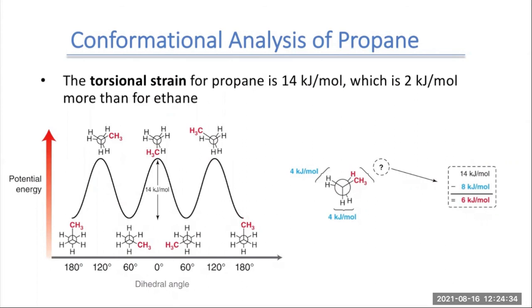And so now if we want to figure out what that interaction costs, we draw our energy diagram again. So we have our dihedral angles versus potential energy. First, we started staggered and then eclipsed, staggered, eclipsed, staggered, eclipsed. That energy difference is actually 14 kilojoules per mole now. So that means 4 plus 4, that's 8. So 14 minus 8 gives us 6 kilojoules per mole. So that would be the energy required for that CH3 and that H to be eclipsed. It becomes 6 kilojoules per mole instead of just 4.